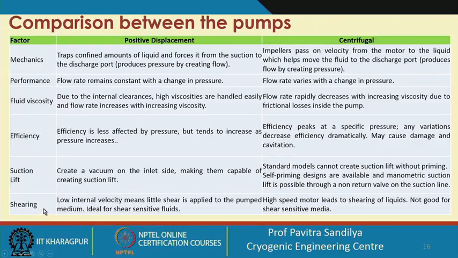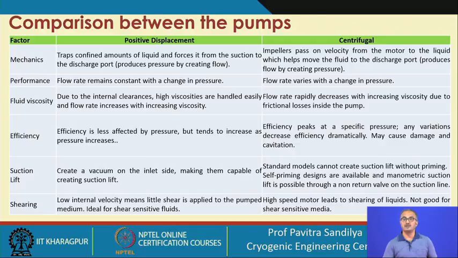And as far as shearing is concerned, the low internal velocity in this kind of pump means less shearing action. So liquids which would get destroyed due to shear, those kinds of shear-sensitive liquids, may be handled by the positive displacement pump, whereas on the other hand there is high shear due to the rotation of the impeller. So in the centrifugal pump we shall have high shearing, due to which these kinds of pumps are not recommended if we are going to have shear-sensitive liquid.